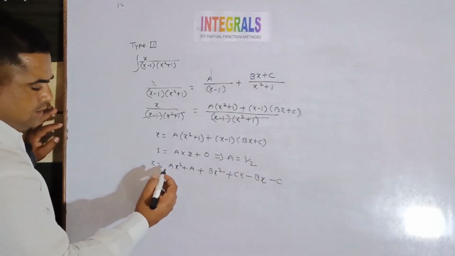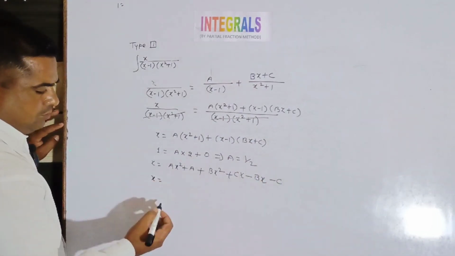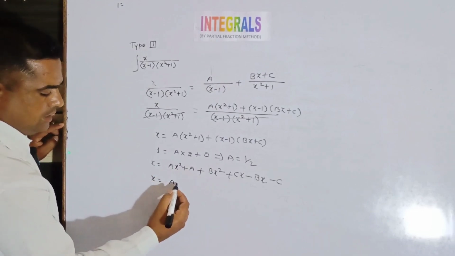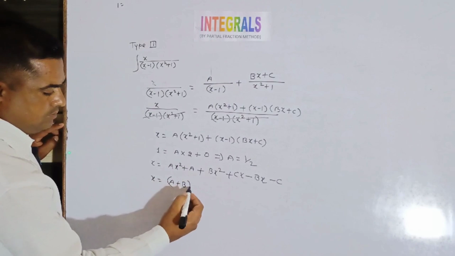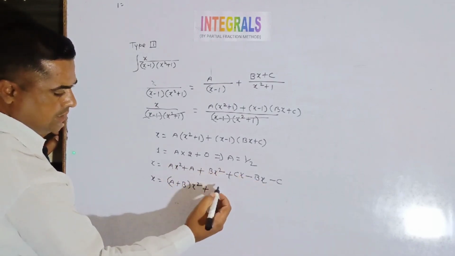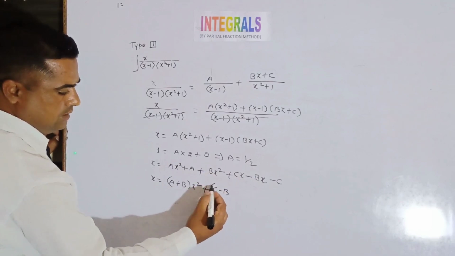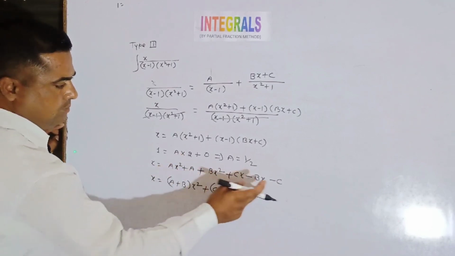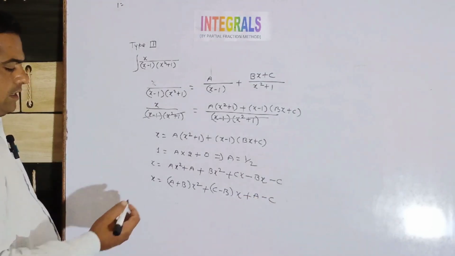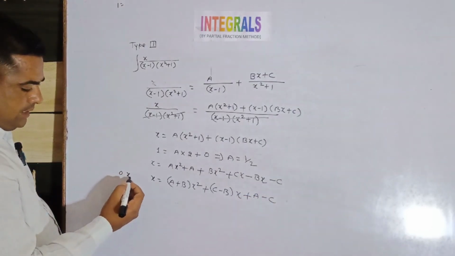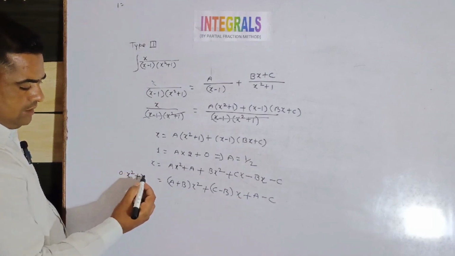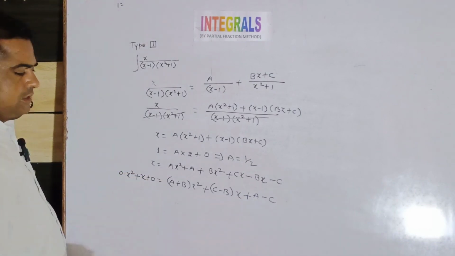Students, now like terms we will write together: Ax² + Bx². So x² is common, so we will write here (A + B)x². Now x terms, we will write here (C − B)x. Now constants, A − C. So students, you can write 0 into x² on the left hand side, plus we have x on the left hand side, and the constant term will be 0.